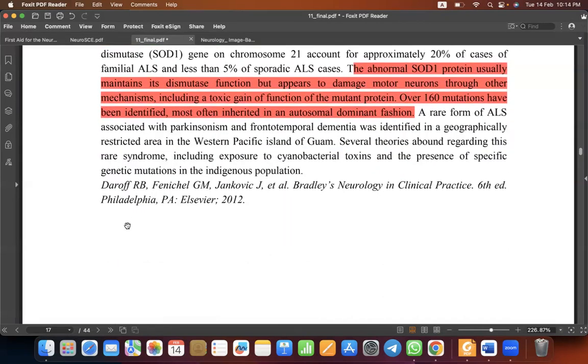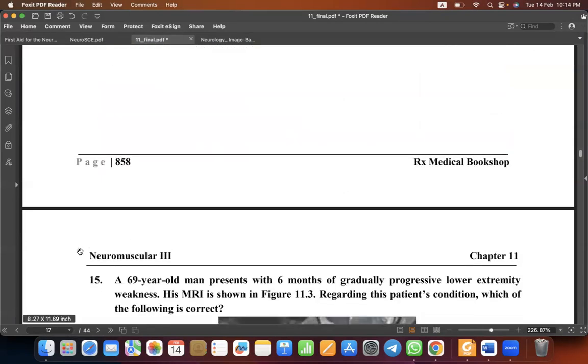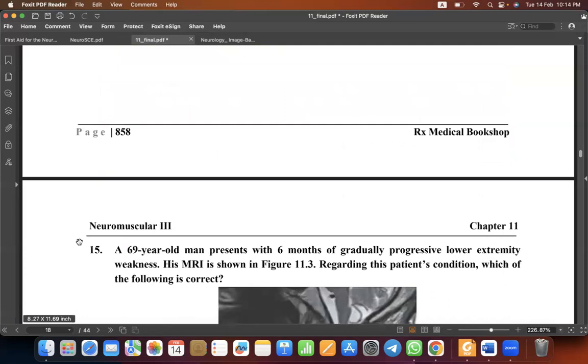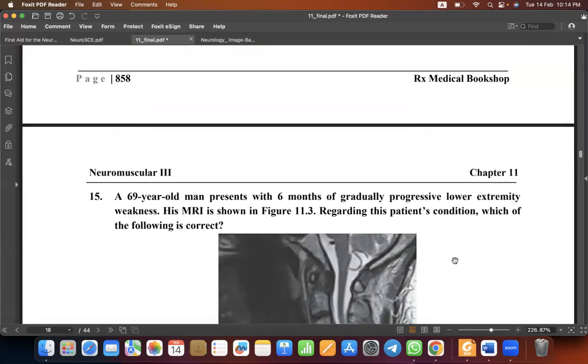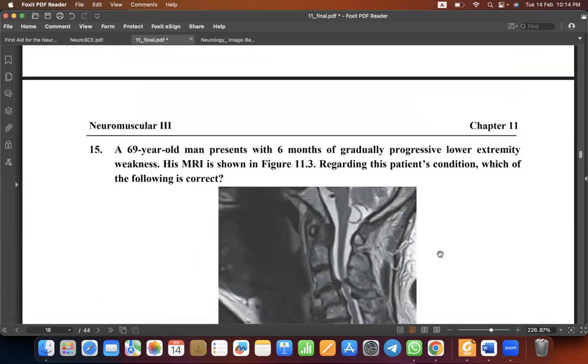Okay, so we will solve the next question. A 69-year-old man with a 6-month history of progressive lower extremity weakness. The MRI has been shown in the picture. Okay, let's see the MRI. Regarding the patient's condition, which one of the following is correct?